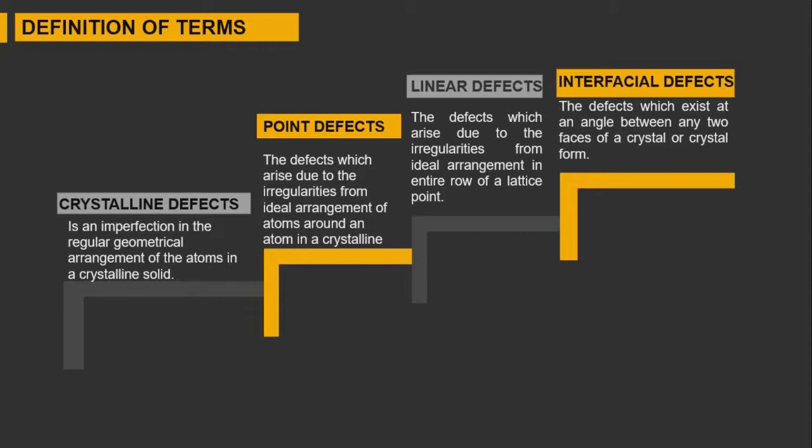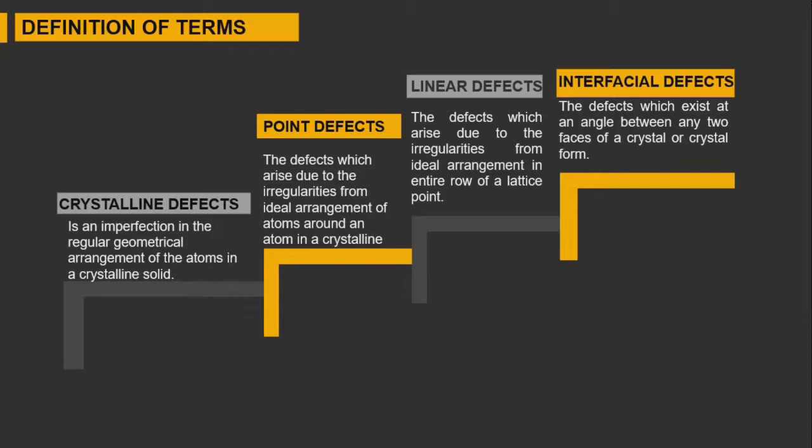Sa point defects naman, the defects which arise due to the irregularities from ideal arrangement of atoms around an atom in a crystalline. So ang point defects ay nangyayari kapag mayroong atom na nawawala o kaya naman ay irregularly arrange ang atoms sa crystal lattice.